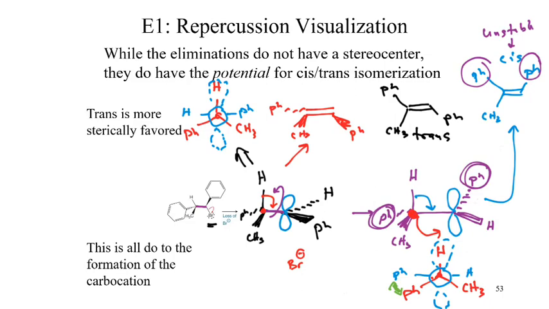That conformation is a lower energy than the purple path, and so we would expect to see the trans come out of this in preference.